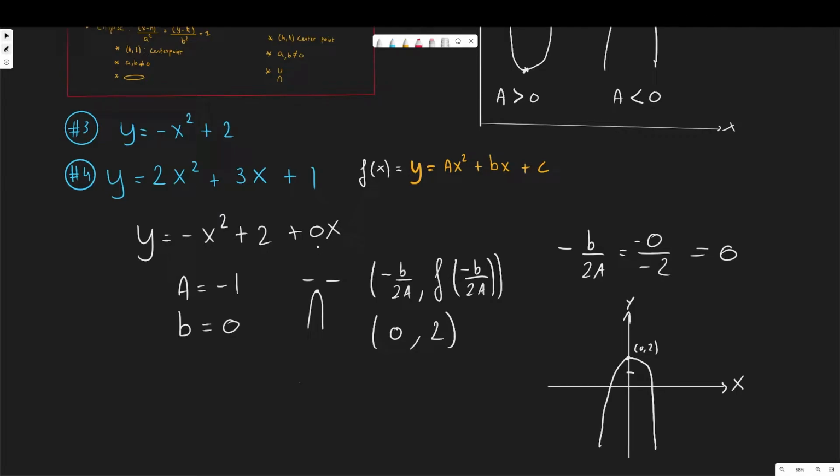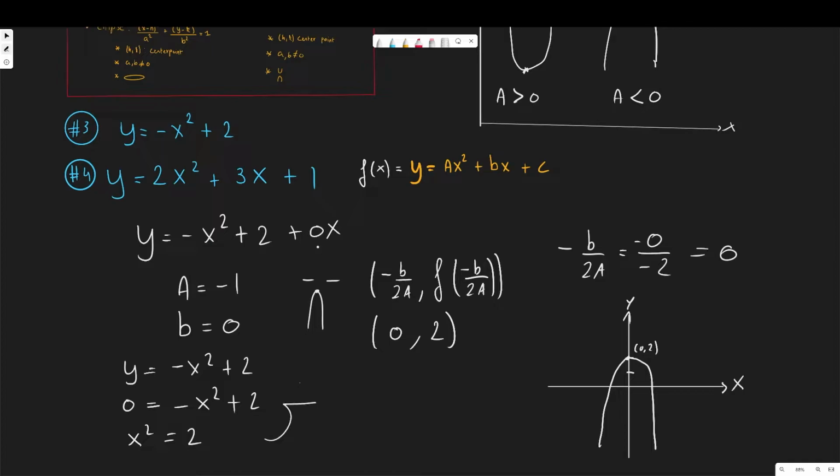Now, if you want to be very accurate with your sketch, you can also find the intersection of the graph with the x-axis. The only thing you need to do to find the intersection with the x-axis is set y equal to 0 in our function. So y is equal to negative x squared plus 2. If y is equal to 0, we have 0 is equal to negative x squared plus 2. If we add x squared to both sides, we end up with x squared is equal to 2.